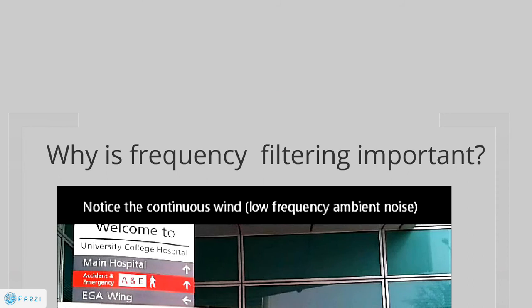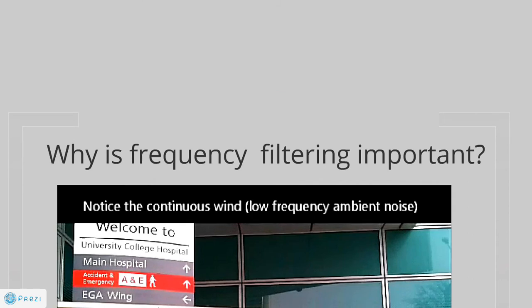Here you can see an everyday example of why frequency filtering is important.